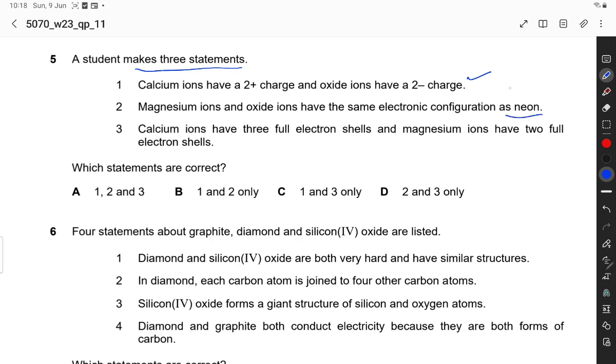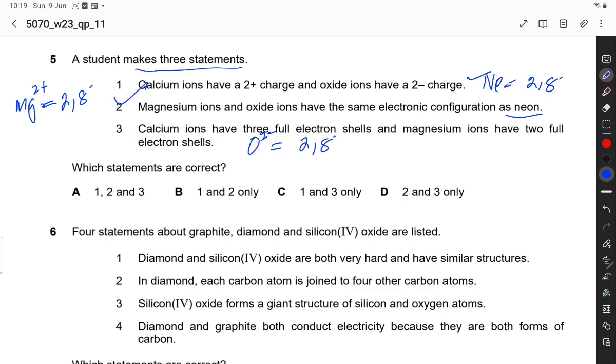So it is also correct because neon electronic configuration is 2,8, while magnesium 2 plus, after losing electrons, also has 2,8, and oxygen after gaining 2 electrons is equal to 2,8. So this is also correct.